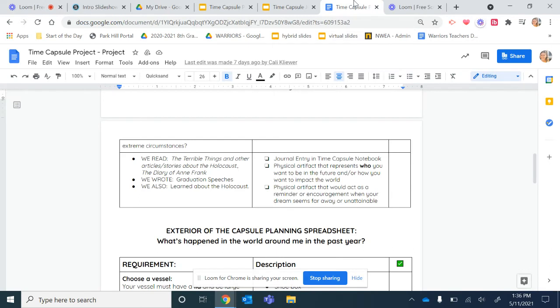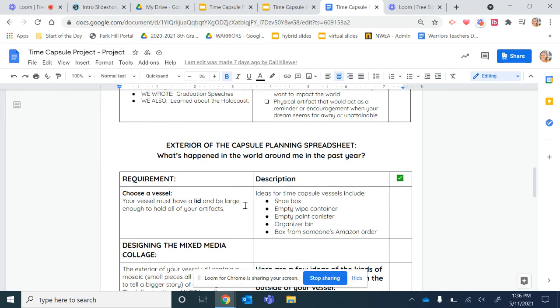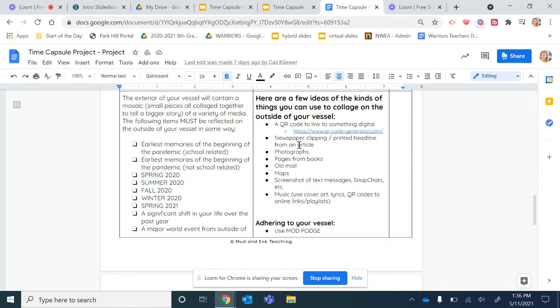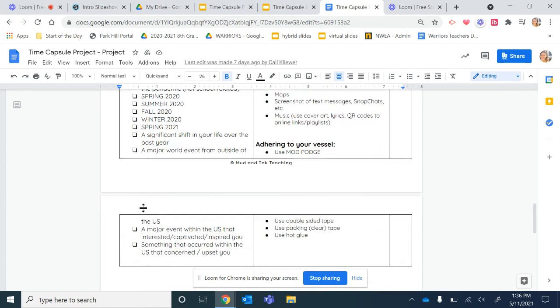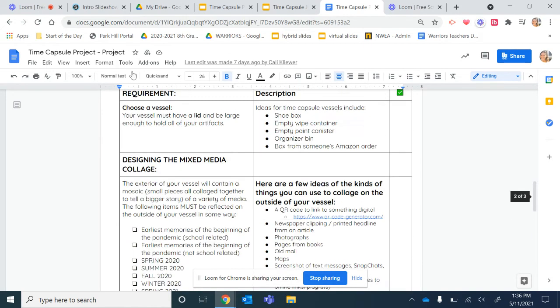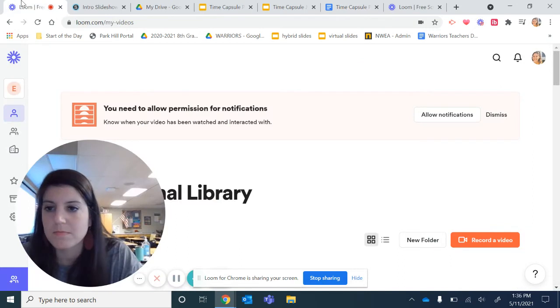Okay, so you'll notice you're going to have 8 different artifacts in there, okay? You don't have to write about those artifacts. You will do something else with those. And then at the bottom, it says the exterior of it, okay? And this is what I have already gone over. So you just need to make sure these things right here are on your box or container somewhere, okay?